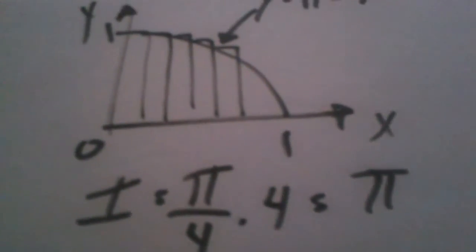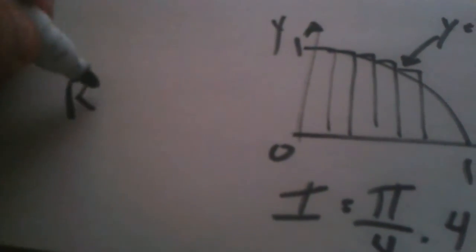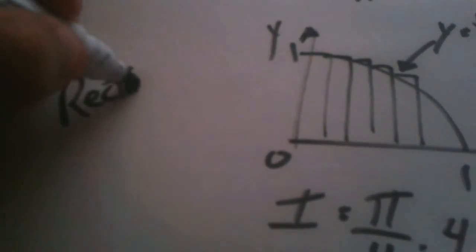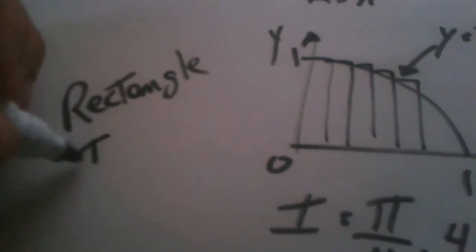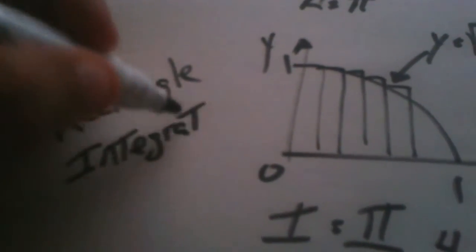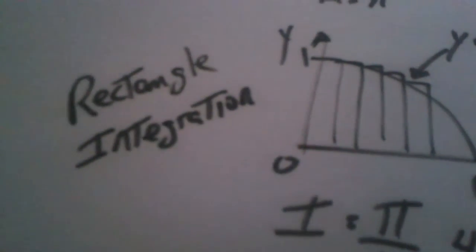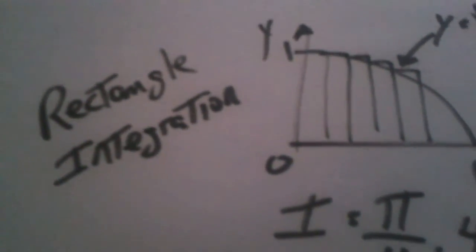So let's see some code of this integration. By the way, I don't know the exact name of this integration, but let's call it rectangle integration. Why? Because we're going to see some nicer methods later. So let's see how we can code it.